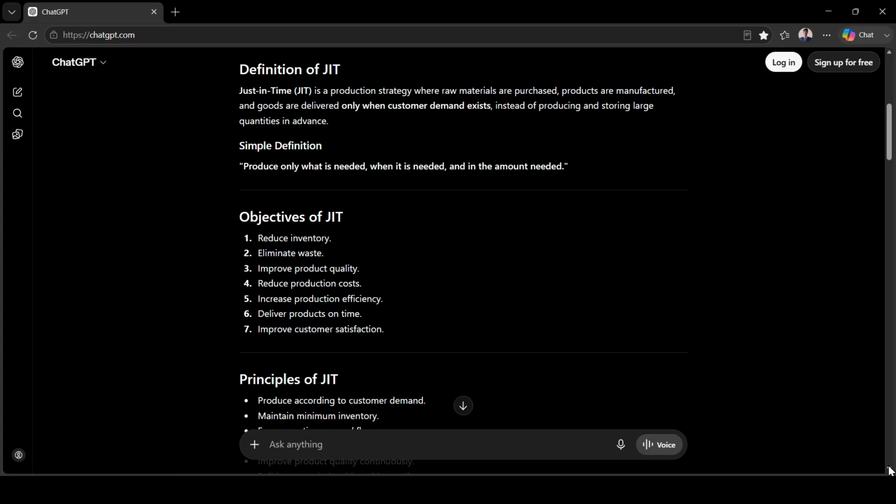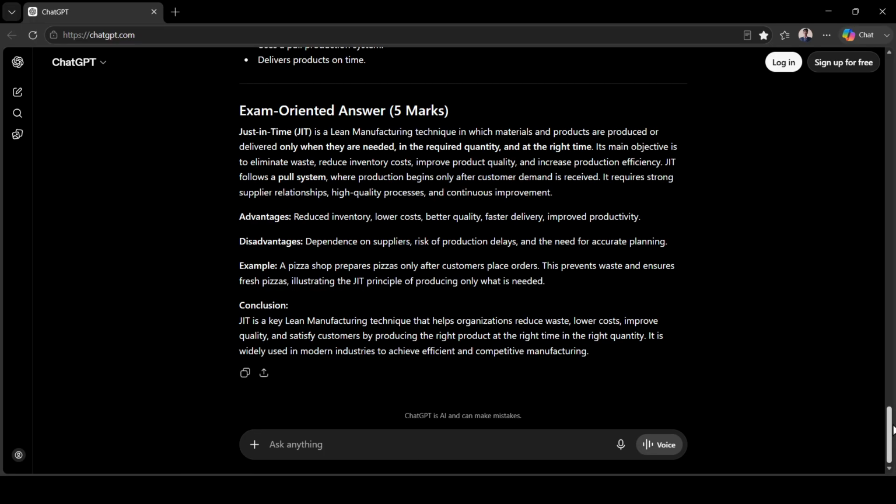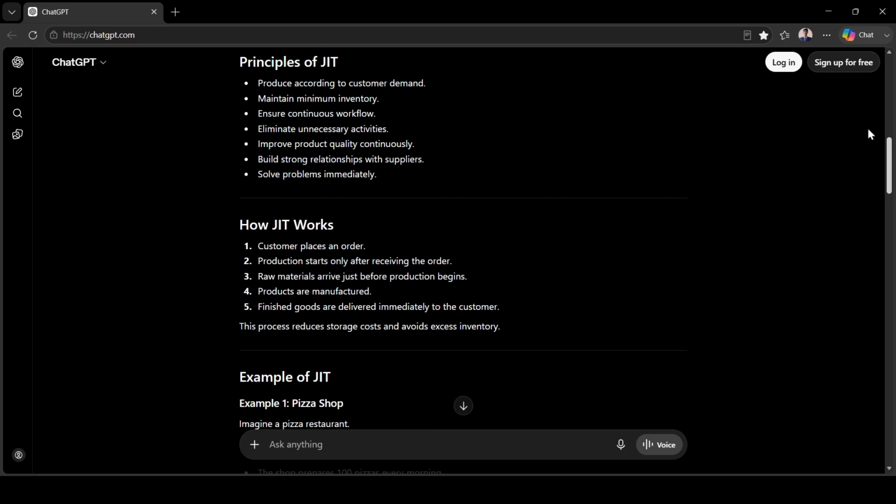The objectives of JIT are to reduce inventory, eliminate waste, improve product quality, reduce production cost, increase production efficiency, deliver products on time, and improve customer satisfaction.